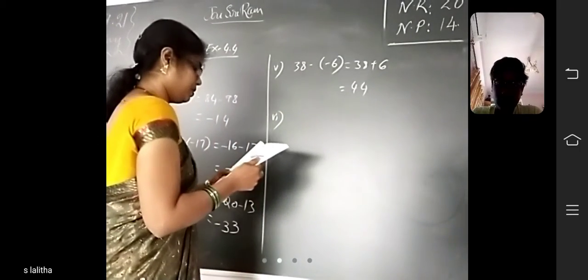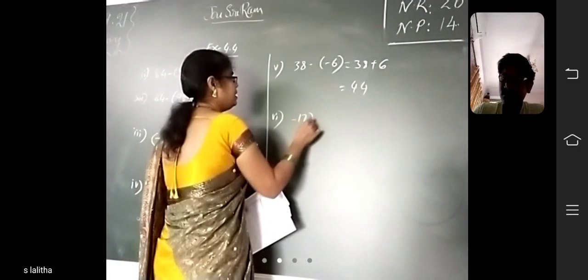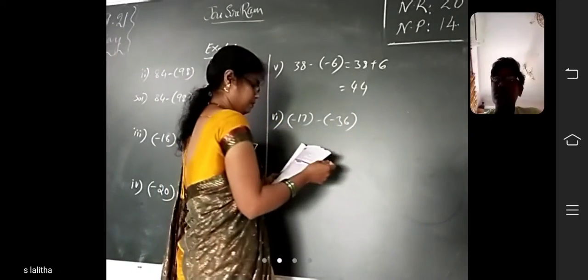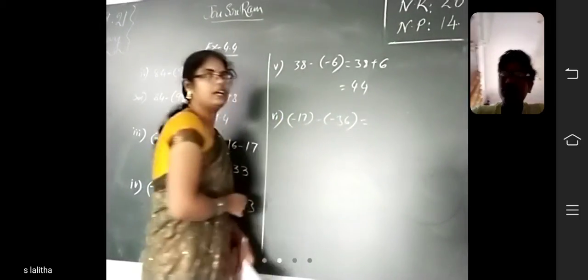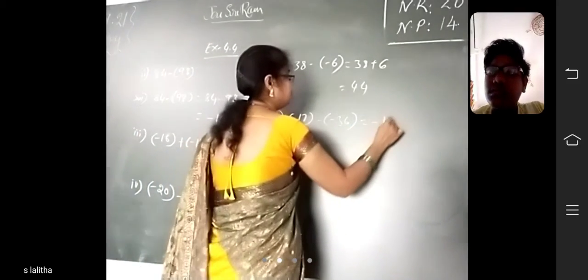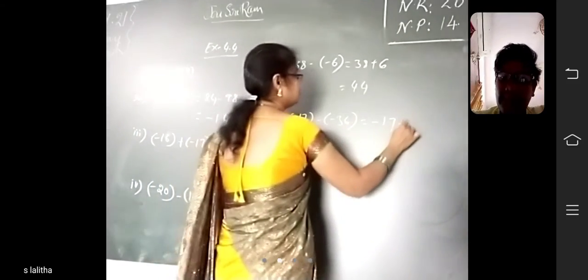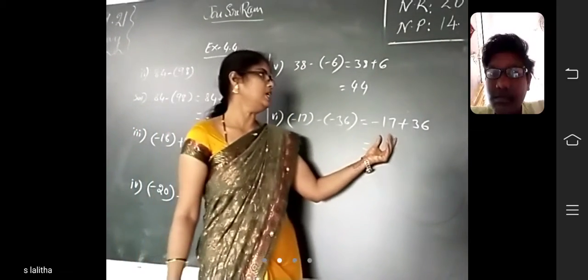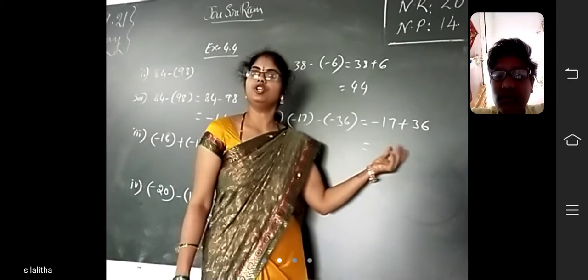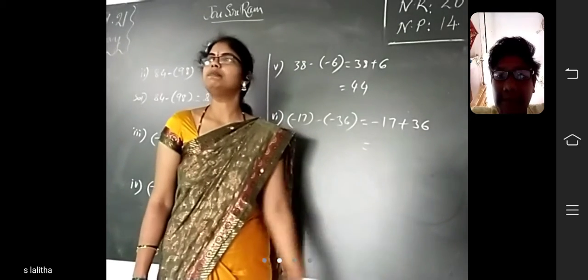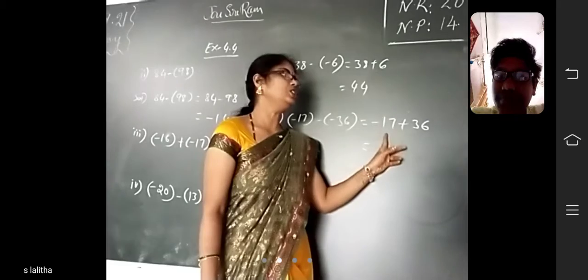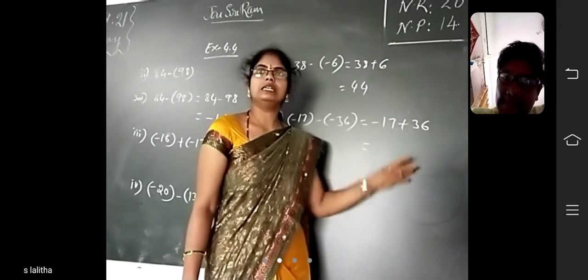Next, sixth one. Minus 17 minus of minus 36. Remove the brackets. Minus 17 minus of minus plus 36. Okay, here one negative integer and one positive integer. What should you do, addition or subtraction? Subtraction. Okay, one addition and one subtraction means you can do subtraction.